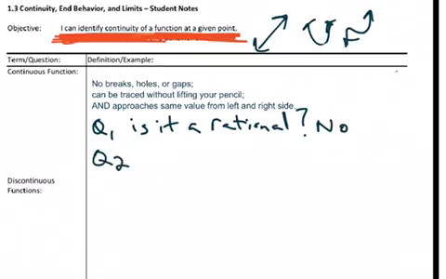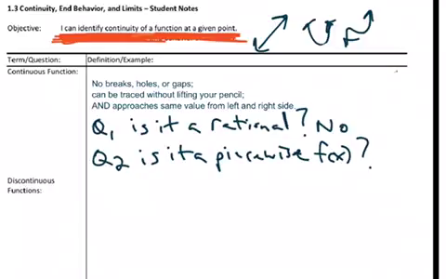The second question is, is it a piecewise function? And if it's piecewise, then most likely it has an interruption in the graph, a break, a hole, or a gap. Some piecewise functions don't, but for the most part they do. So if your answer is no to both of these questions, then you can rest assured that, at least for this unit, it's a continuous function.